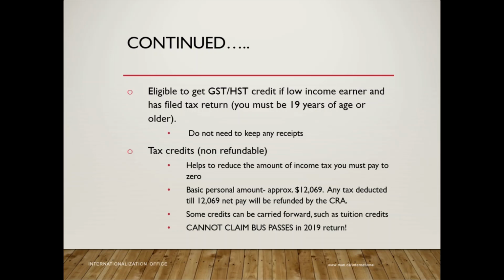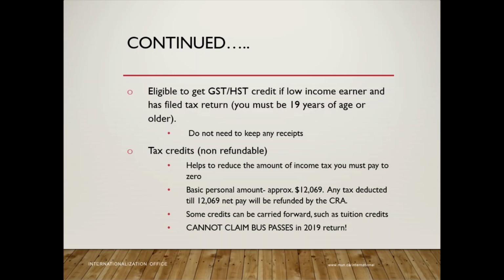Now, for 2019, the basic personal amount is $12,069, sorry, I mixed up, but that's $12,069. Now, what that means is that any tax deducted till the net pay of $12,069 would be refunded by CRA, meaning that the government has decided that for an individual to function or live in a proper manner, or at least to survive, $12,000 is the minimum required amount.